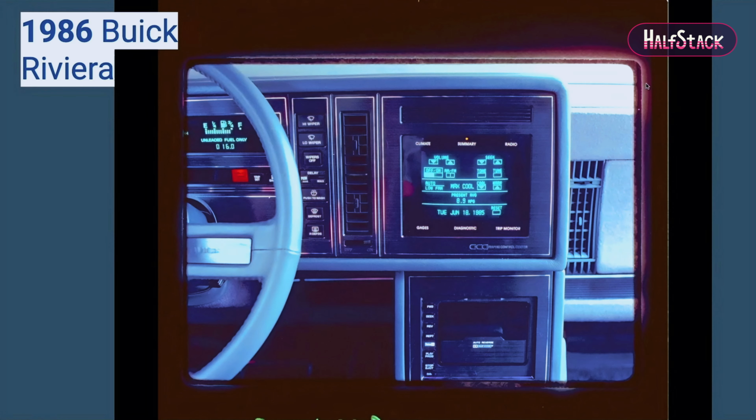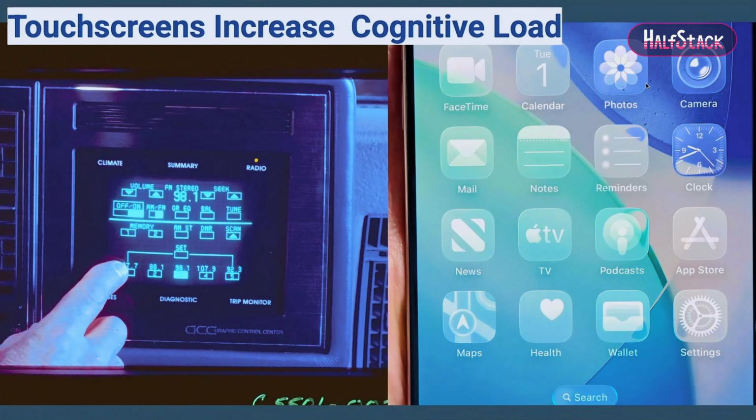Okay, let's now talk about the Buick Riviera. This was an interesting vehicle because this is the first time where they introduced a touchscreen. So that touchscreen in the center. However, there's tons of problems with this touchscreen.